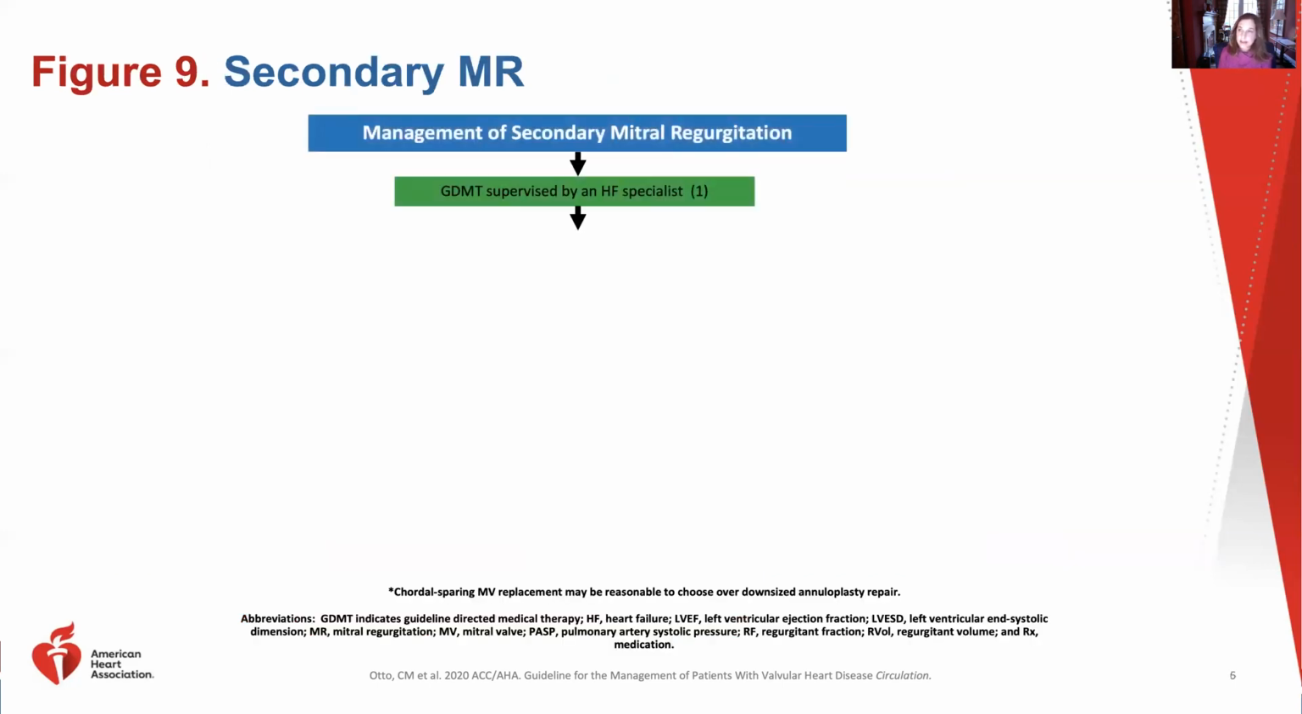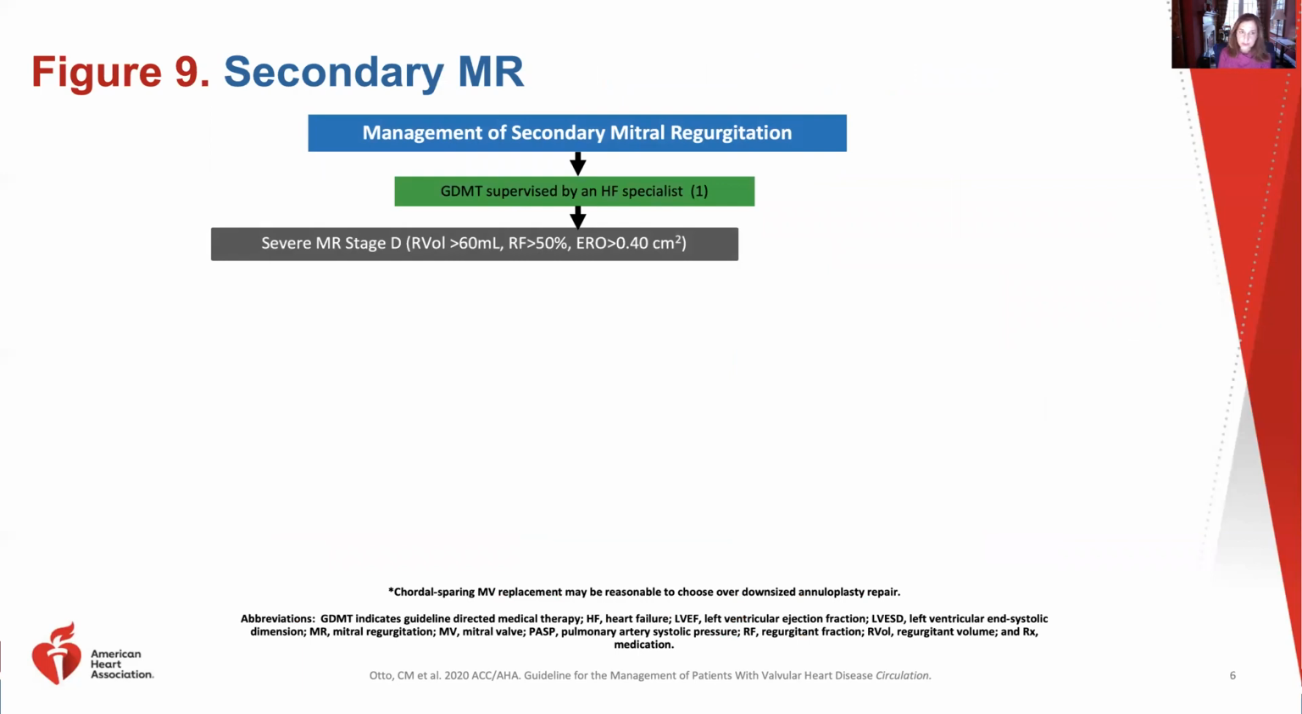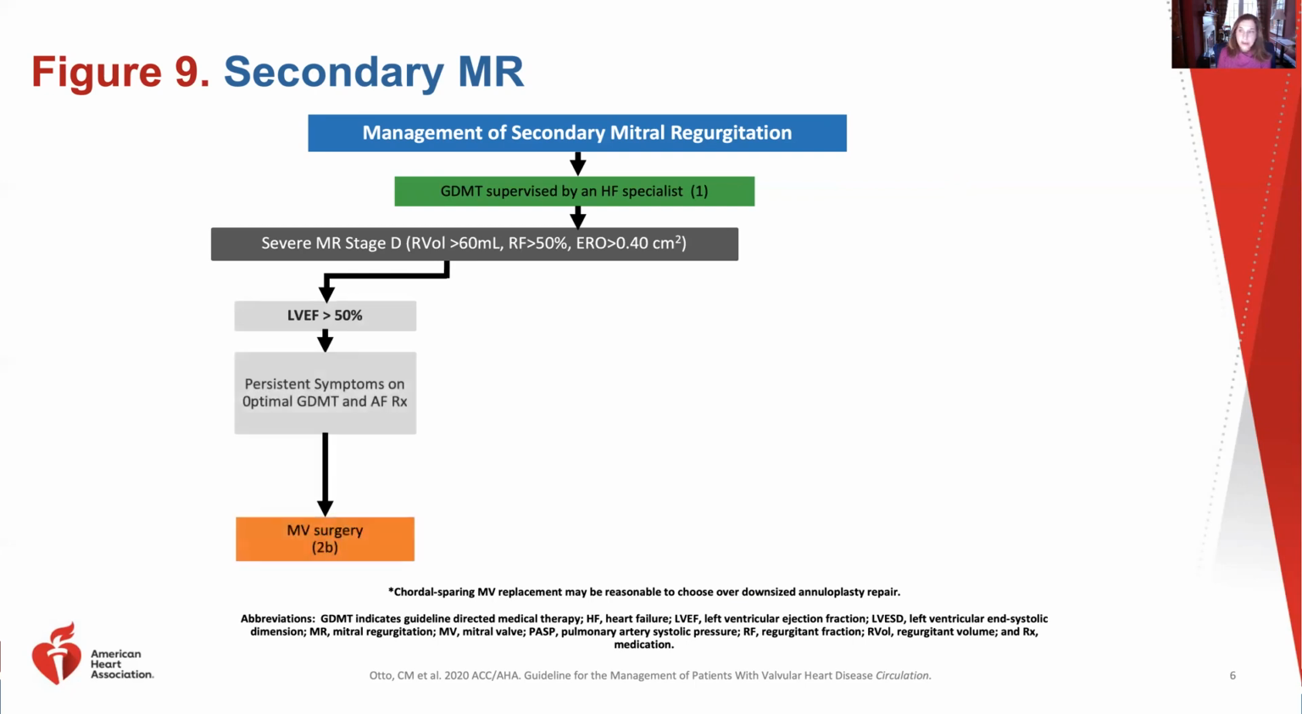On the other hand, secondary or functional mitral regurgitation is treated very differently. As you see here, the first treatment for patients with secondary mitral regurgitation is goal-directed medical therapy supervised by a heart failure specialist. For individuals who have severe stage D disease, which means that they're symptomatic, if their ejection fraction is normal and they continue to have symptoms despite goal-directed medical therapy and treatment of atrial fibrillation if AFib is present, then it's a class 2B indication for mitral valve surgery.